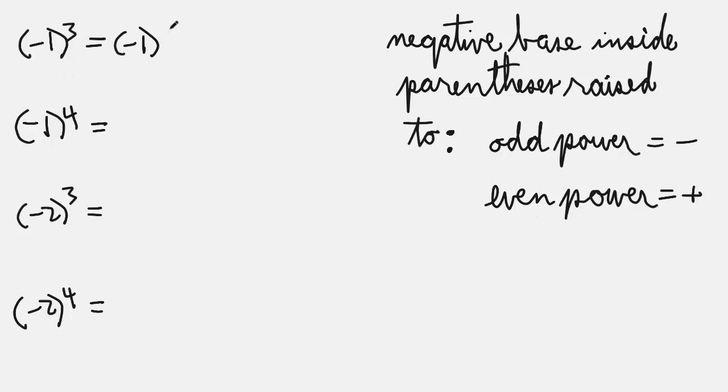It'd be negative 1 times negative 1 times negative 1. Using the double dagger method, two negatives become a positive, so they kind of cancel each other because 1 times 1 is 1, it's positive. And then we're left with just negative 1.